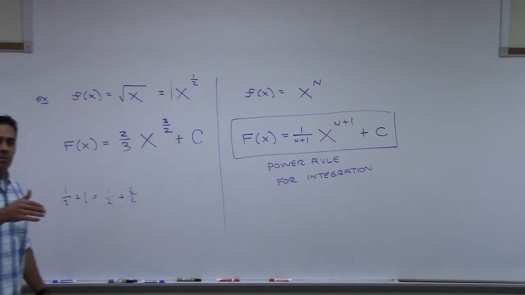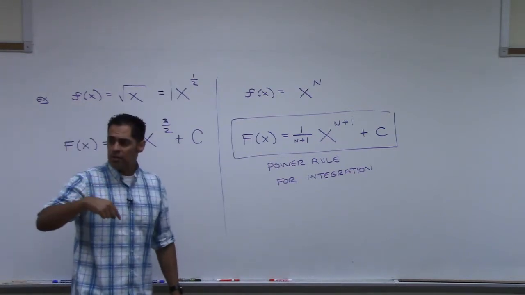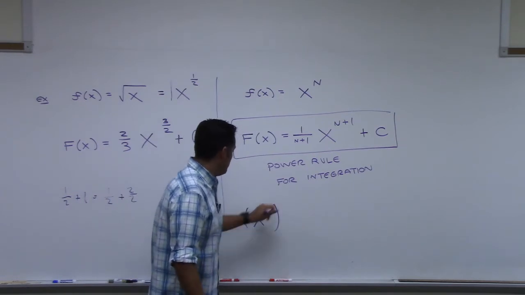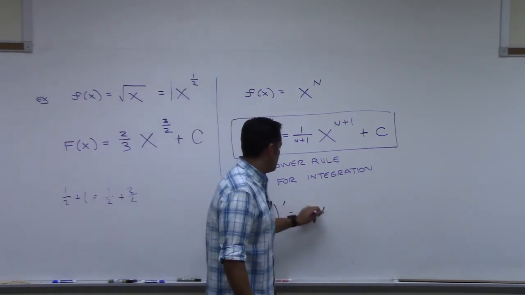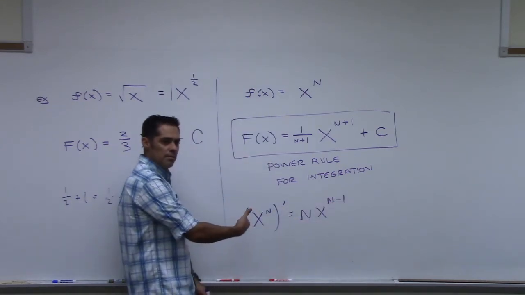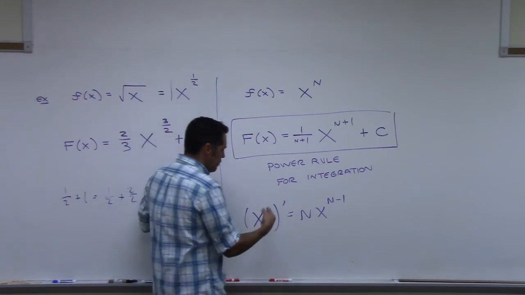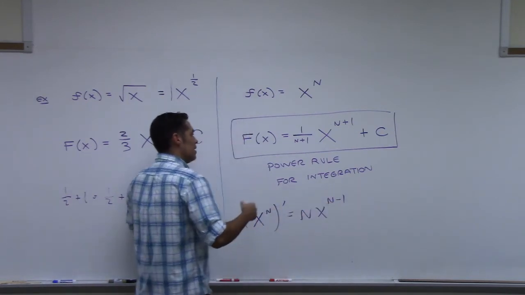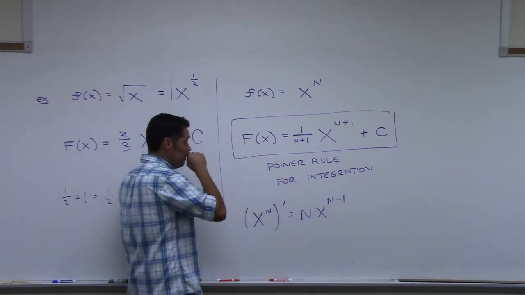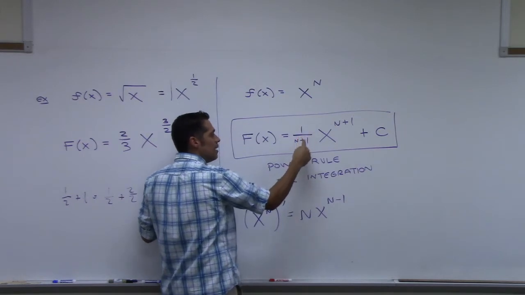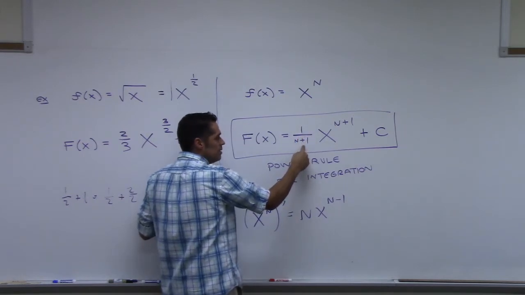Let me remind you about the power rule for differentiation. We learned this earlier in the semester. The derivative of x to the n was n times x to the n minus 1, right? That was the formula I gave you earlier? Yes? So that's if we're taking the derivative, the power comes out and we reduce the power by 1. If you're going to go the other way and take the antiderivative of something, you have to increase the power by 1, but then you have to divide by the power plus 1.